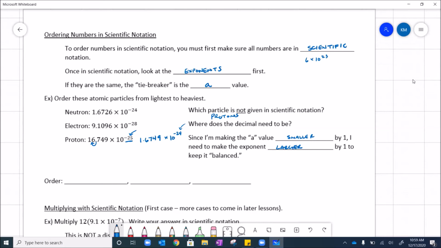All right, so ordering it from lightest to heaviest. The lightest would have the lowest exponent, and in this case that will be our electron. Our electron has the lowest, so it would be the lightest. And then our neutrons and our protons have the same exponent of negative 24. As we go through 1.674, 1.672, the neutron would be next lightest, and the proton would be the heaviest particle.